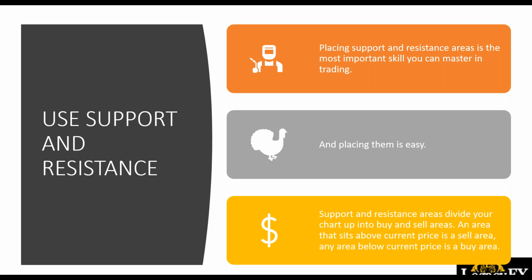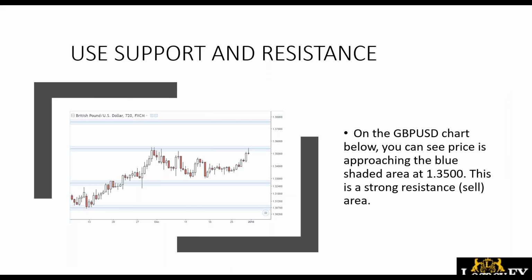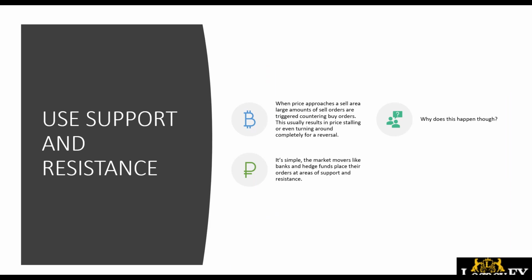Support and resistance divide your charts up into buy and sell areas. An area that sits above current price is a sell area, and any that sits below current price is a buy area. When price approaches a sell area, large amounts of sell orders are triggered, countering buy orders. This usually results in price stalling or even turning around completely for a reversal.